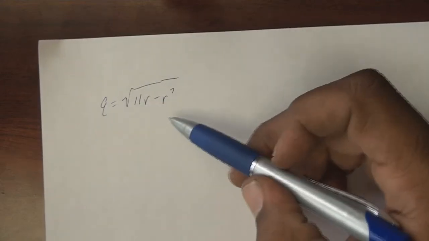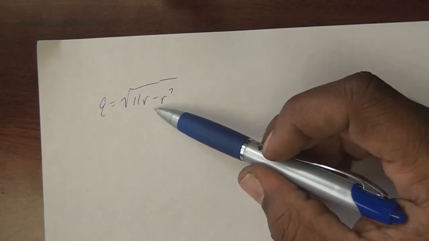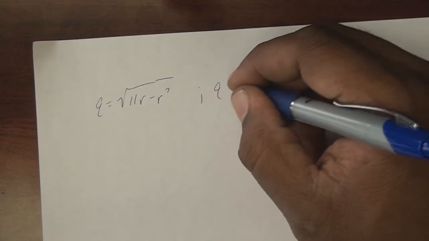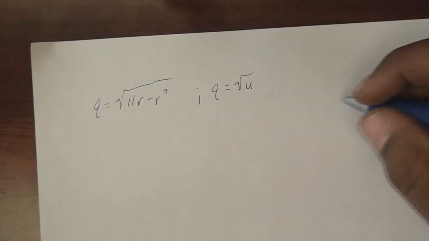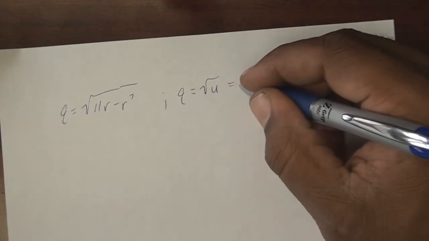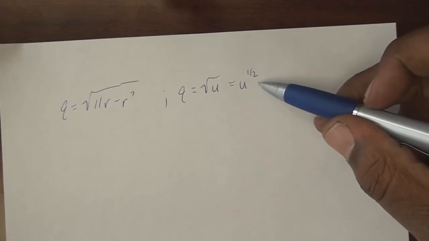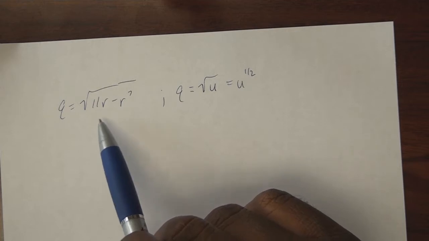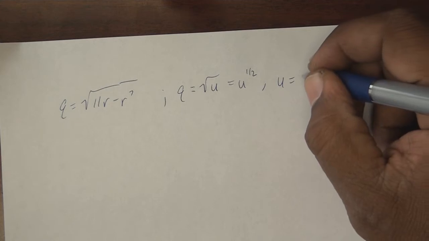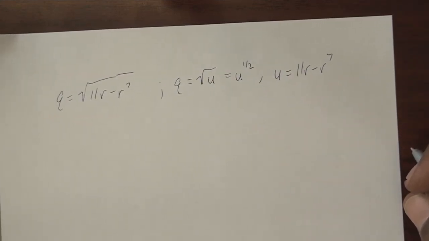In order to find the derivative, we'll use the chain rule. So I'll set my substitution for my outermost function. I'll let q equal the square root of u. I can now rewrite the square root as the 1/2 power, so I'll rewrite that as u to the 1/2. And now I'll take the derivative for my inside function. I'll let u equal 11r minus r to the 7th power.